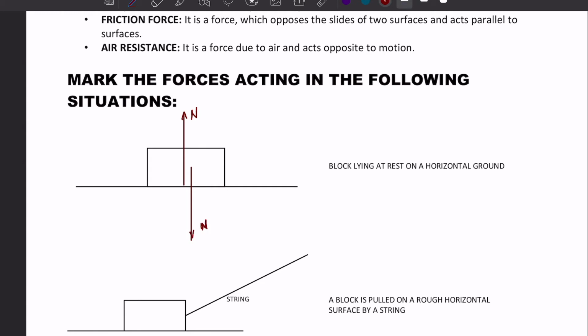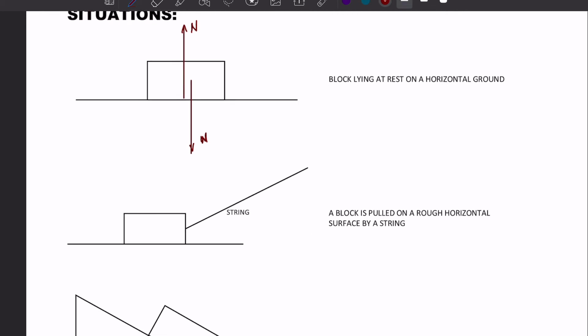A block is being pulled on a rough horizontal surface by a string. So if that is the case, the string would be exerting a tension force along the string. That's a pulling force away from the object towards the string. The normal reaction on this block must act vertically upwards. Sometimes you can represent that as R or N. That is pretty much your choice. The weight must be acting vertically downwards, right at the center.